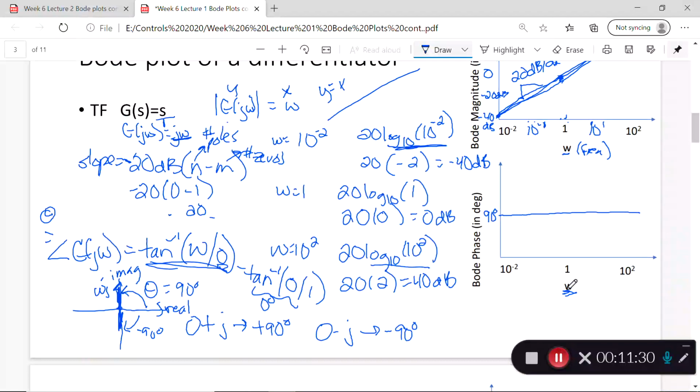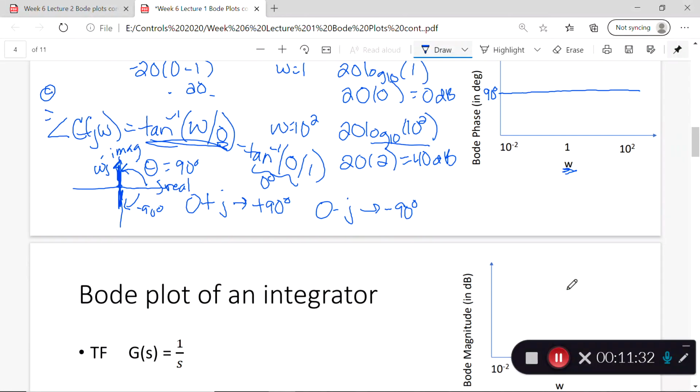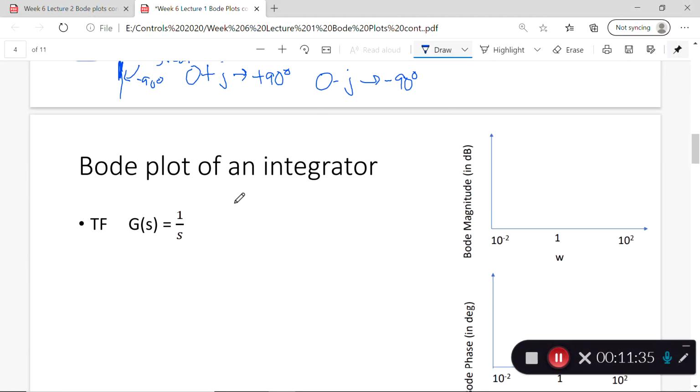Okay, so that's a differentiator. It's Bode plots. What about an integrator? To integrate, we divide by s, right? If we multiplied by s to differentiate, then it makes sense we divided by s to integrate. So 1 over s is going to be our transfer function. Look at its frequency response. I plug in instead of s, j omega. Okay, and then what is the magnitude of that? Magnitude of that ends up being 1 over omega if you plug it in.